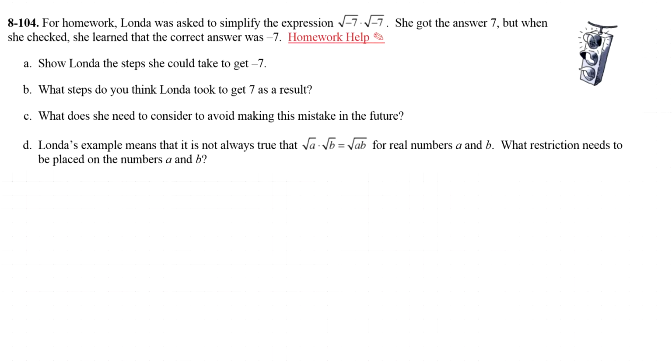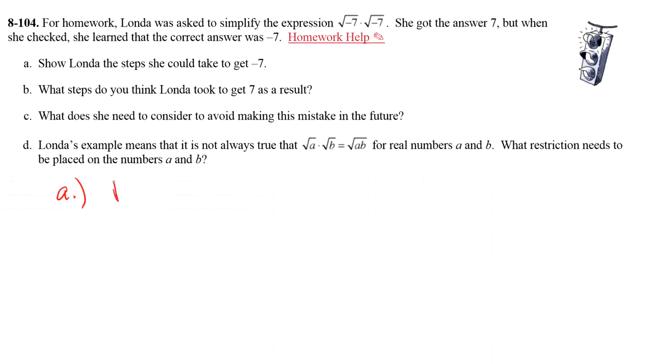8104 for homework, Londa was asked to simplify the expression the square root of -7 times the square root of -7. She got the answer 7, but when she checked, she learned the correct answer was -7. So for A, it's asking you to show Londa the steps she could take to get -7.